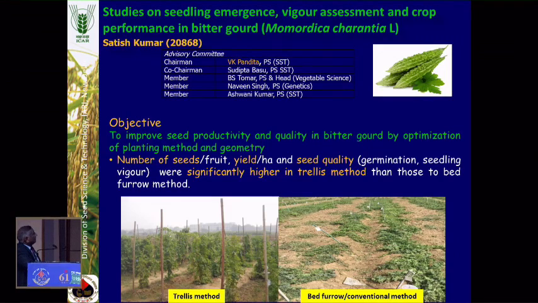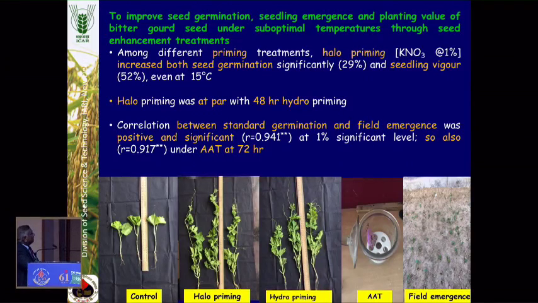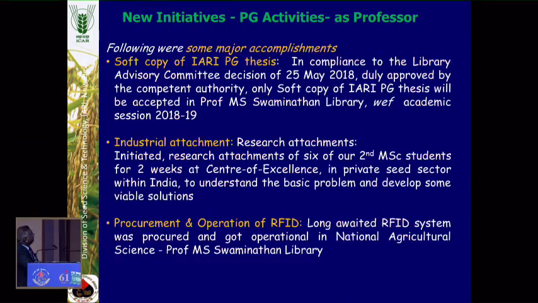Satish Kumar, while working on seedling emergence and seed crop performance in bitter gourd, could establish that the quality seeds and the number of seeds were significantly higher under the trellis method. Amongst the different priming treatments, halo-priming, which was at par with 48 hours hydro-priming, increased seed germination as well as seedling vigor. There was a strong correlation between seed germination and field emergence.